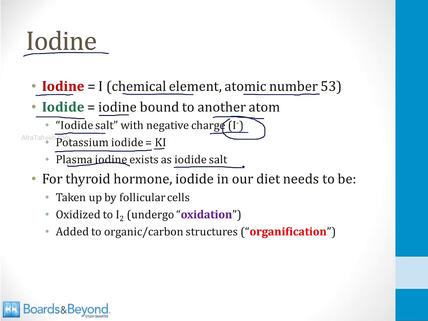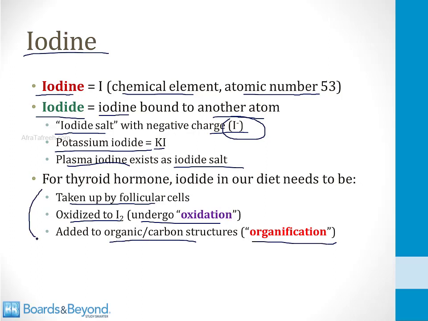In order to incorporate iodine into thyroid hormone, the iodide in our diet needs to undergo several different changes. First of all, it has to be taken up by follicular cells. It then has to be oxidized to I2. This means it needs to undergo the process of oxidation. And then finally, it needs to be added to organic or carbon structures, and this process is called organification.